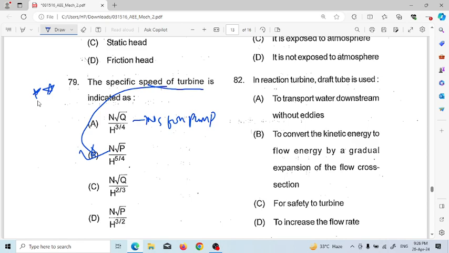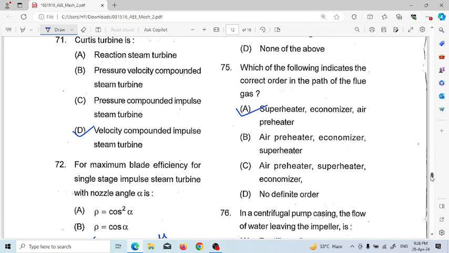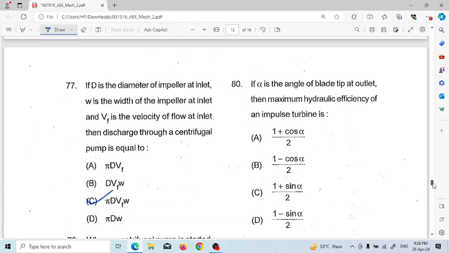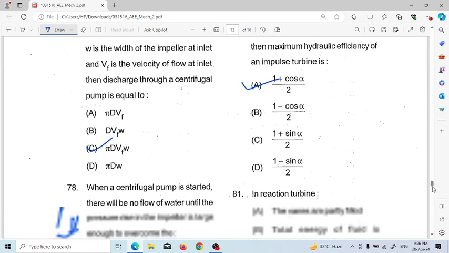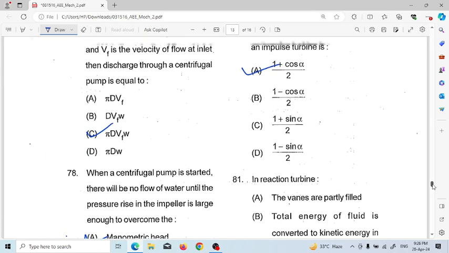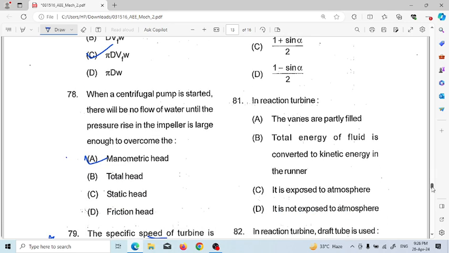Next, question number 79 is done. Next, question number 80. If alpha is the angle of blade tip at outlet, then the maximum hydraulic efficiency. Just a formula we have to remember, 1 plus cos alpha divided by 2. Option A is the correct answer. Next, question number 81. In a reaction turbine, it is not exposed to atmosphere.